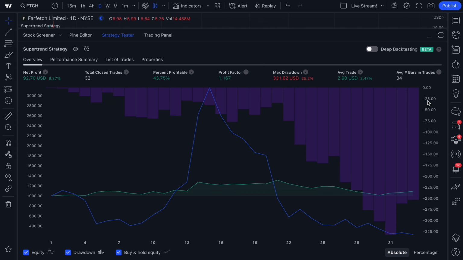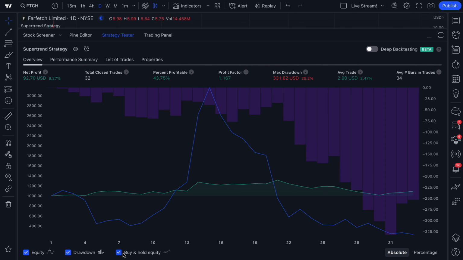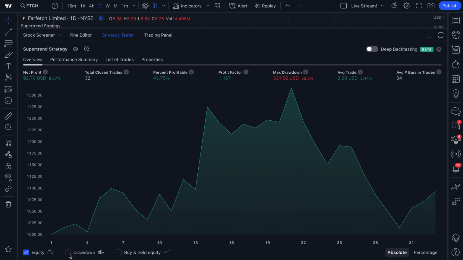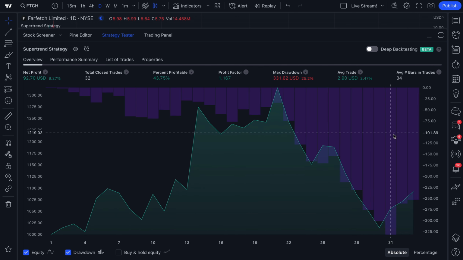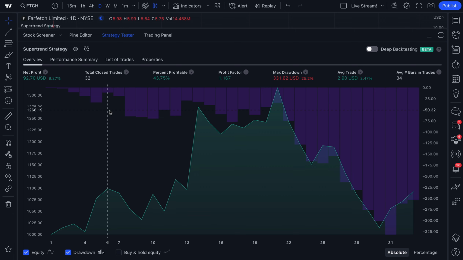In addition, we covered what the right scale means here for drawdowns, or what trades would have lost money and just how much, and the left side here, which is the growth of your account, or your equity curve. And really important are the boxes here at the bottom where you're able to check and uncheck some pretty key things to better understand the strategy's performance, like your equity curve, like your drawdowns, which are these purple columns as we mentioned, and of course your buy and hold equity, so you can compare buy and hold versus your strategy.